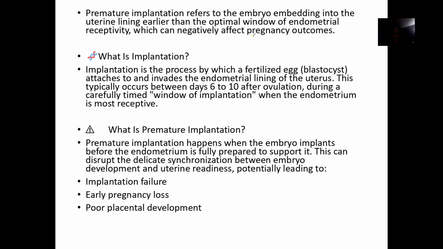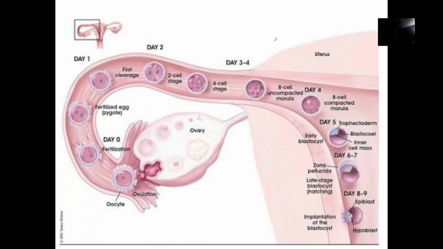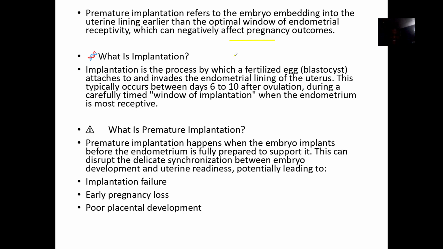So it can cause a lot of pregnancy outcomes. Sometimes the pregnancy might fail. Do you understand? Sometimes it's implanting too quick that it didn't even wait to reach the uterus. It implanted around the fallopian tube. Okay. So implantation is a process by which a fertilized egg, that's a blastocyst, attaches to, then invades the endometrial lining of the uterus.